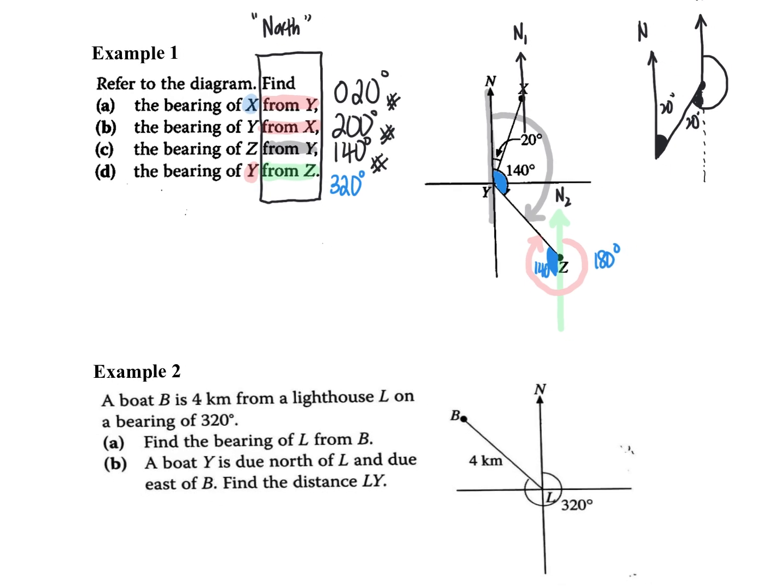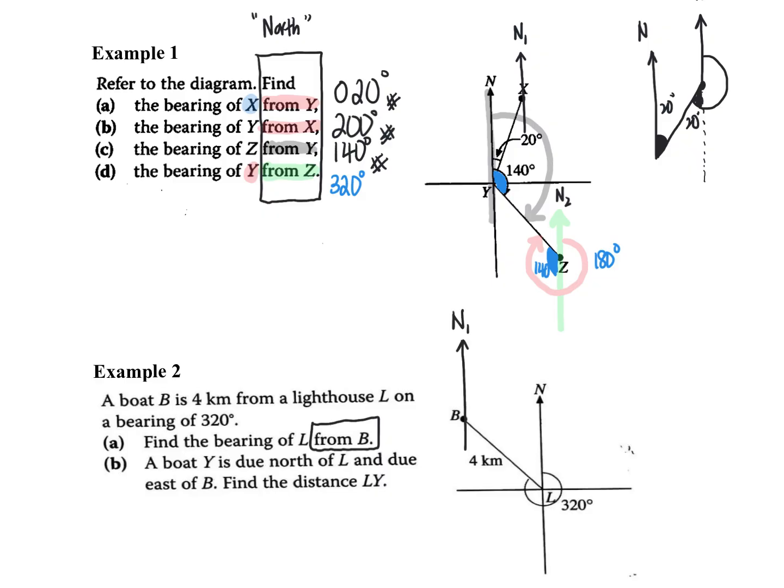Okay, so now another question. Boat B is 4 kilometers away from the lighthouse L on a bearing of 320. So looking from here, keep turning until you reach the boat. So this whole thing is 320. That's what the question tells us. Find the bearing of L from B. So now they are saying put your North Pole at B and find what is the bearing.